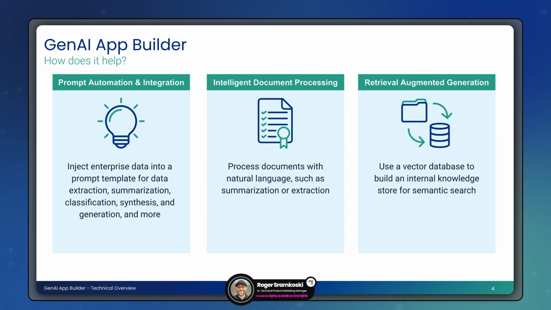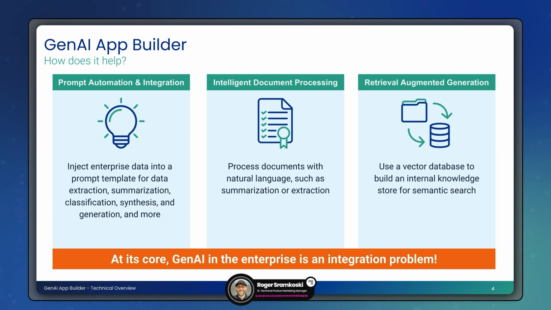So the thread that ties all 3 of these use cases together is that at its core, GenAI in the enterprise is an integration problem. If you take a moment to think about each of these use cases, they all require getting data from a source, applying some business logic, passing the data via API to the LLM or to a vector database, then potentially a final round of business logic before the results are sent to the destination.